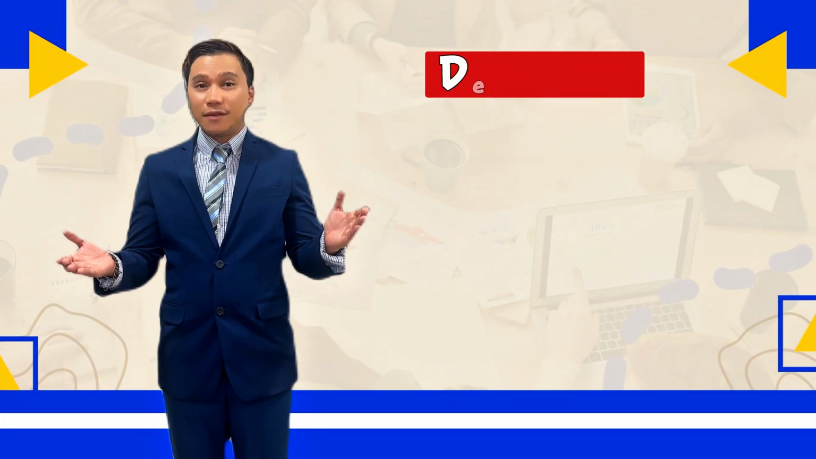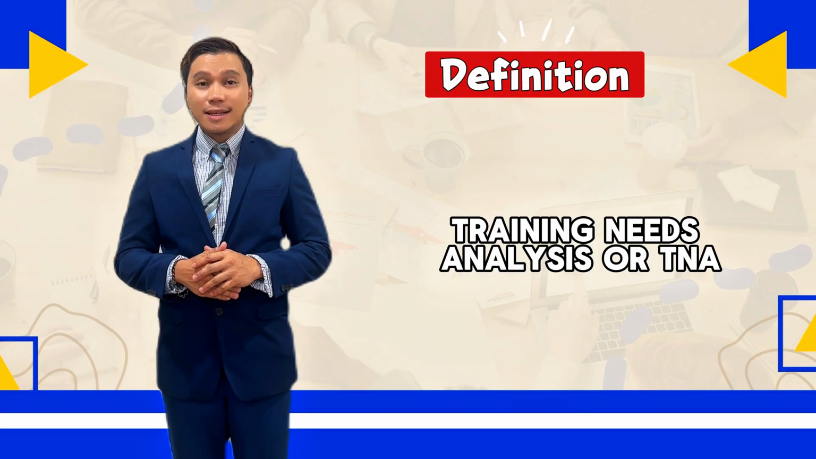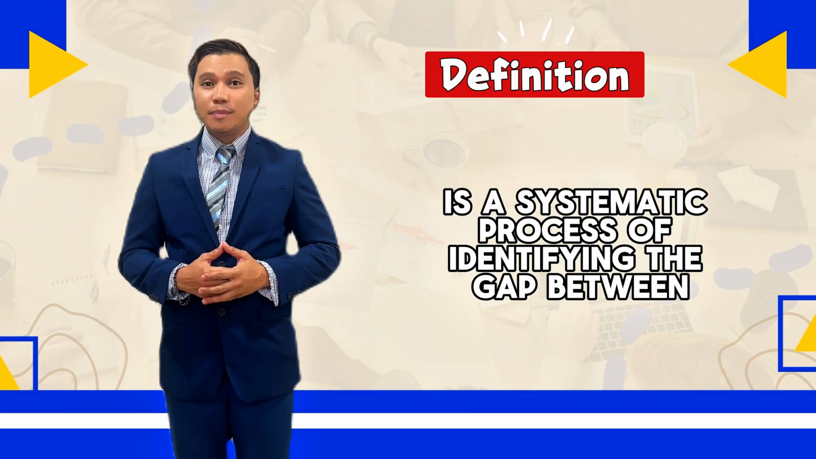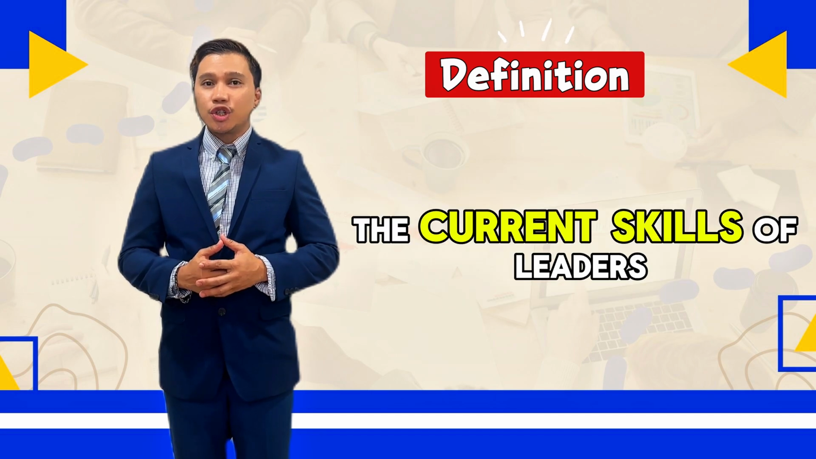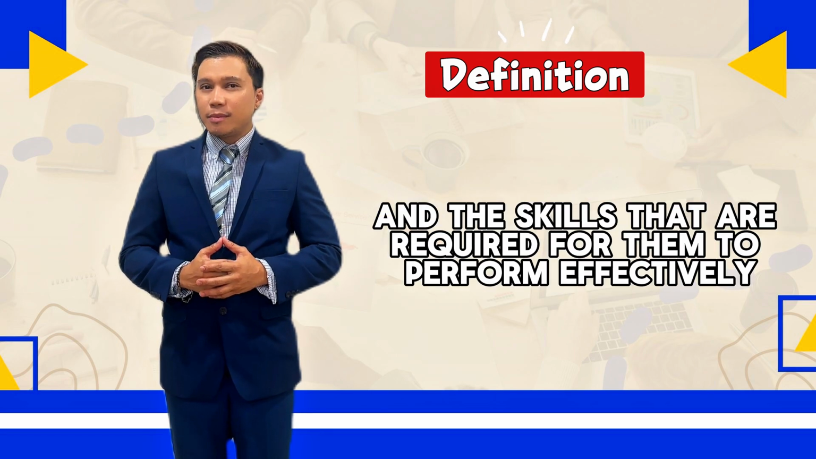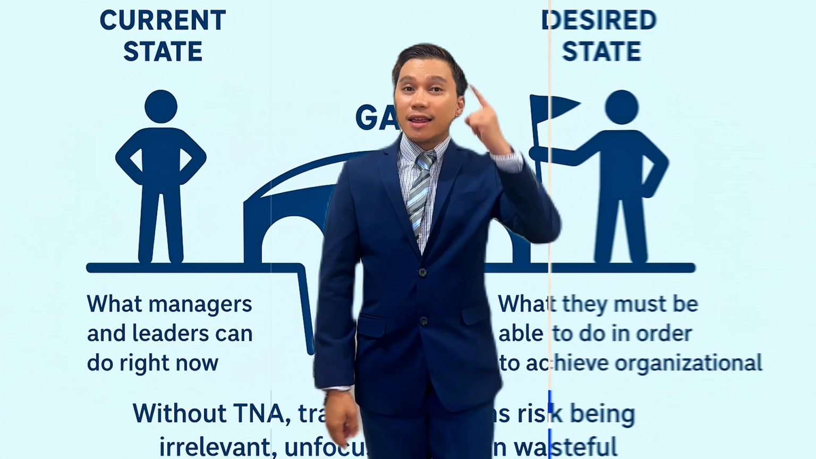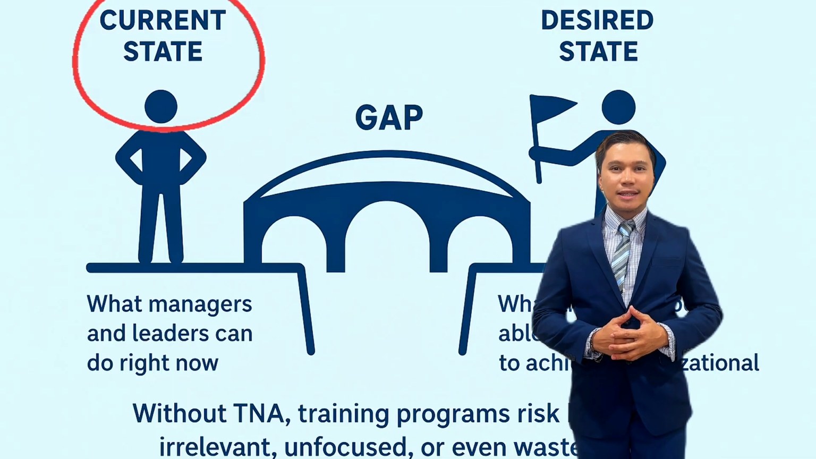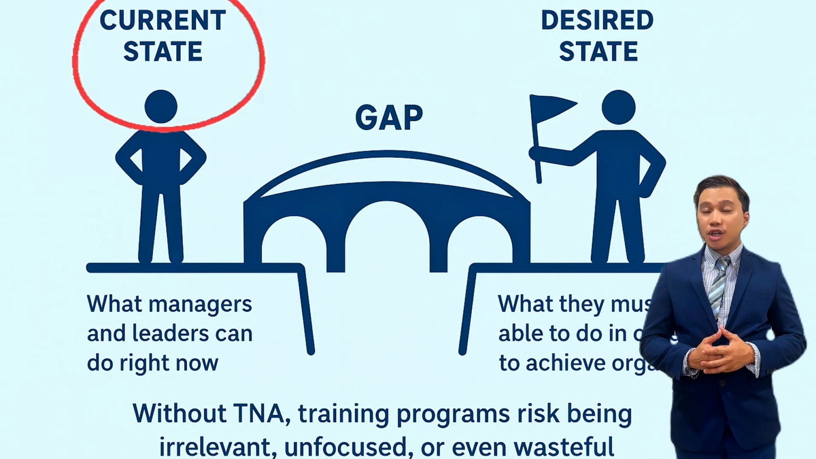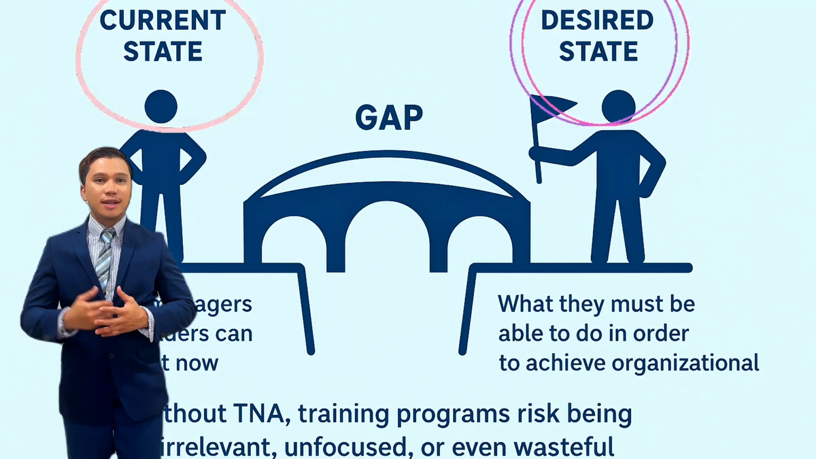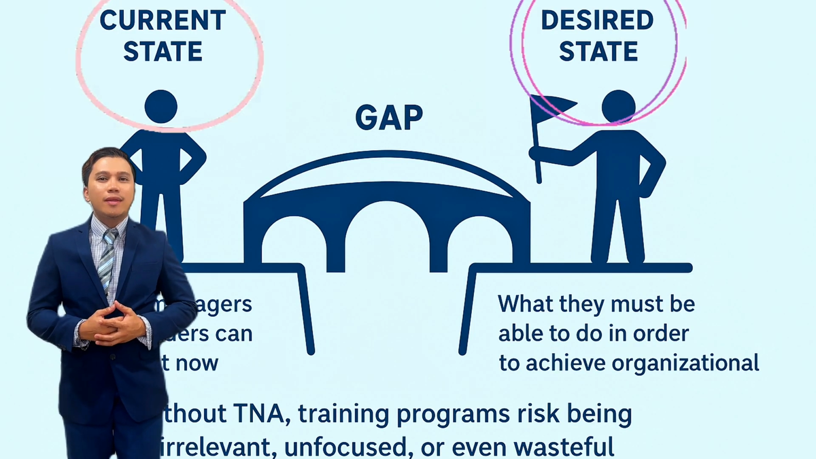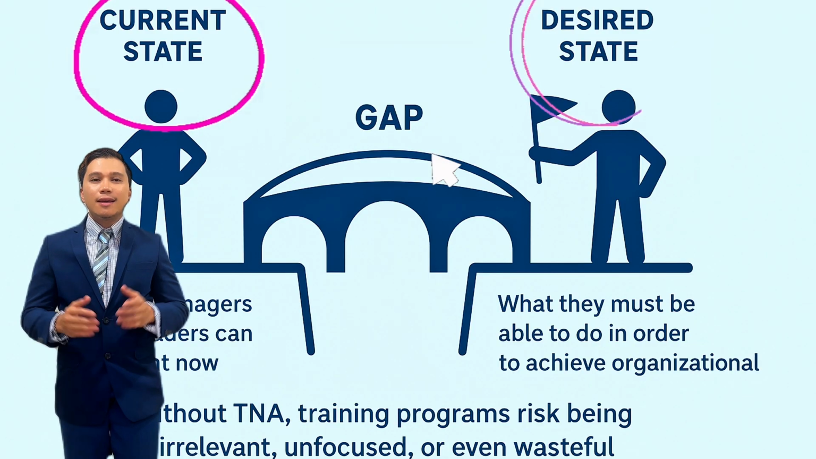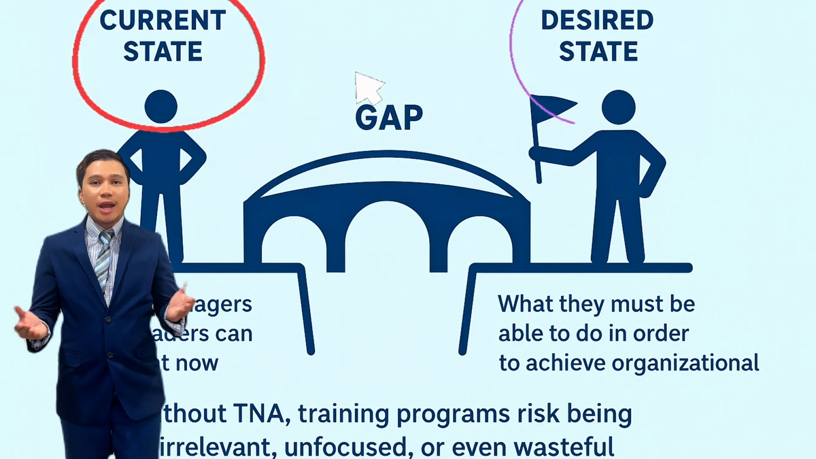Let's start with a definition. Training needs analysis, or TNA, is a systematic process of identifying the gap between the current skills of leaders and the skills that are required for them to perform effectively. Think of it as a bridge. On one side, we have the current state, what managers and leaders can do right now. On the other side is the desired state, what they must be able to do in order to achieve organizational goals. The gap in between is where training comes in.